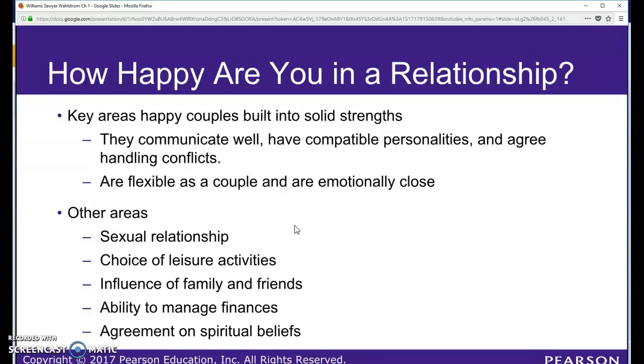and other important areas to couples: sexual relationship, having leisure activities that you share together, the influence of family and friends and how well those groups fit in with your intimate relationships. The ability to manage finances is a huge thing that I think many couples don't pay a whole lot of attention to. An agreement on spiritual beliefs can also be an important area. Not that we need to have 100% compatibility in all of those areas, but those can be important areas for our relationships.